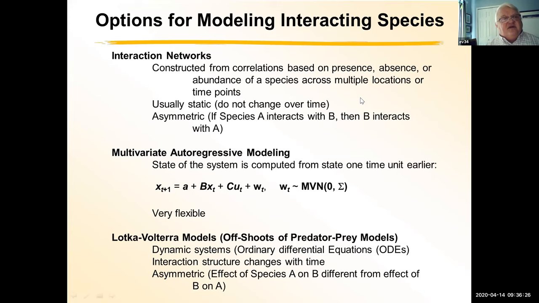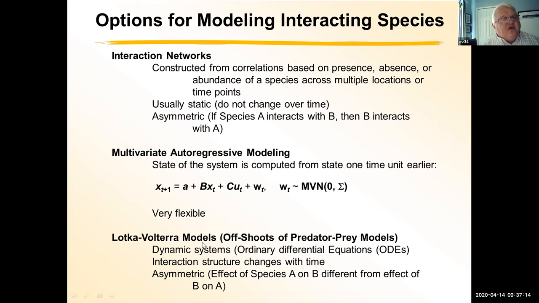The interactions are also symmetric. So if species A interacts with B, then B interacts with A, which is not necessarily the case in the interactions we are interested in. Now, we could use multivariate autoregressive modeling, and that has been done in the environment. So we have a vector of states at T+1, and it has some growth, and some interaction terms, and then some input terms. And then you have typically a multivariate normal distribution as noise over these data. So this approach is quite flexible, but it has some issues too.